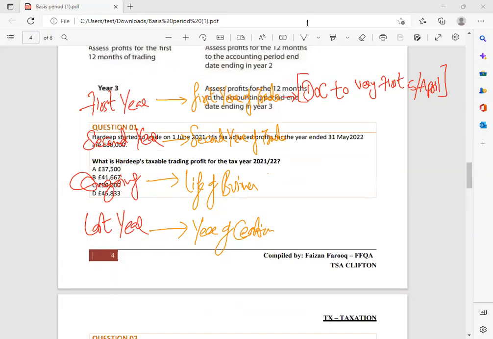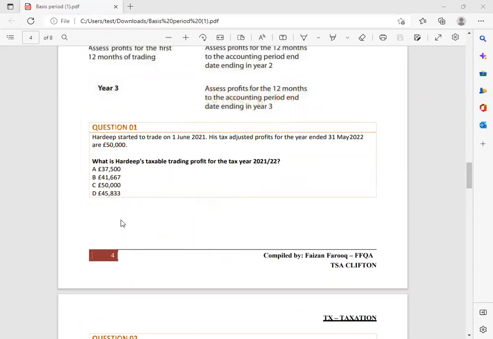Very small example. Hardeep, you can see the question. Tax adjusted trading profit is given, and he is asking for trading income, so you have to apply basis period. Why? Because the examiner asks for the answer as per the tax year, and the answer calculated is as per accounting year. So we have to apply basis period rules.